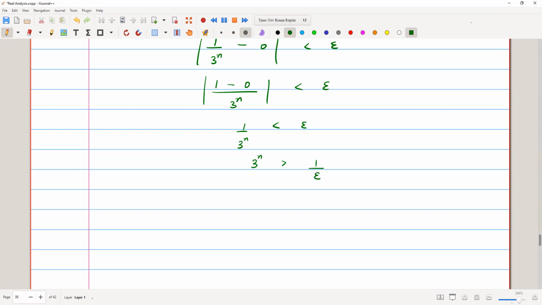So we have 3 to the power n greater than 1 over epsilon. Taking log on both sides to remove n from the power, we can apply the natural log. So we have n ln 3 greater than ln of 1 over epsilon. So we can write it in this way.